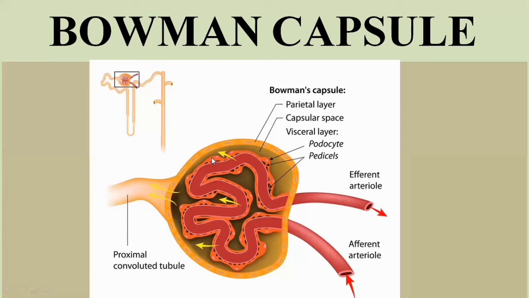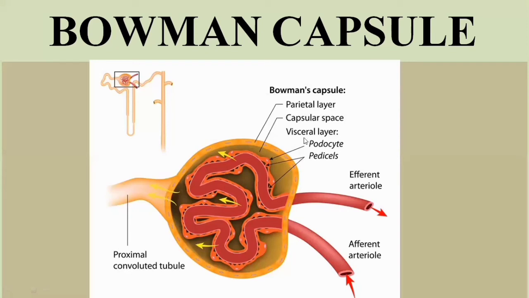This visceral layer is made up of epithelial cells, and these epithelial cells have cytoplasmic projections that look like pedicles, like a foot. Pedicle is for the foot. These feet surround the capillaries. That's why they are known as podocytes. They are known as podocytes because of the presence of the pedicles.